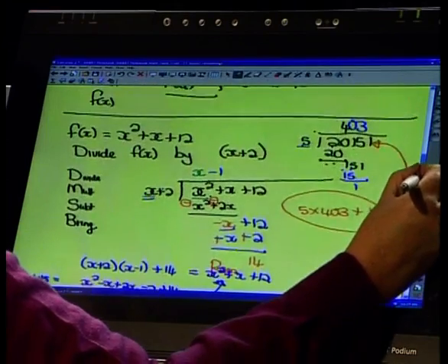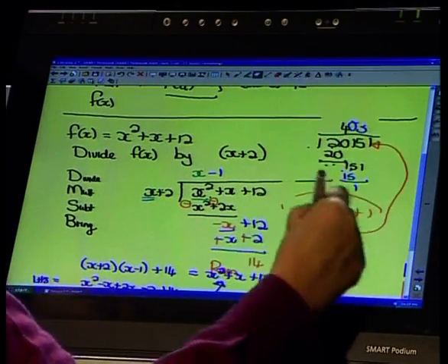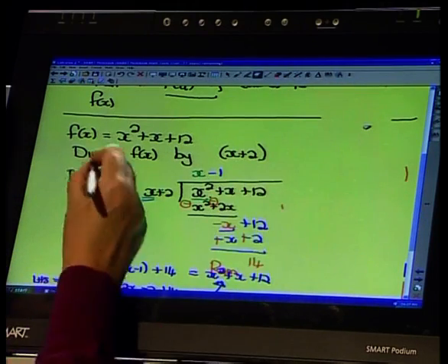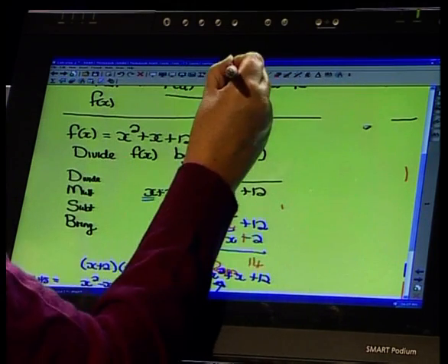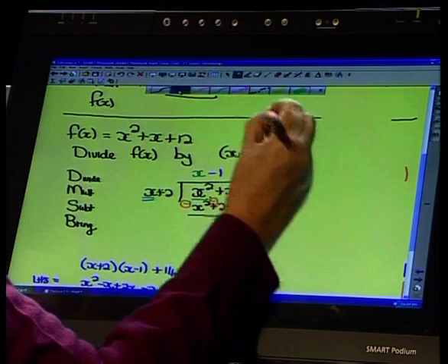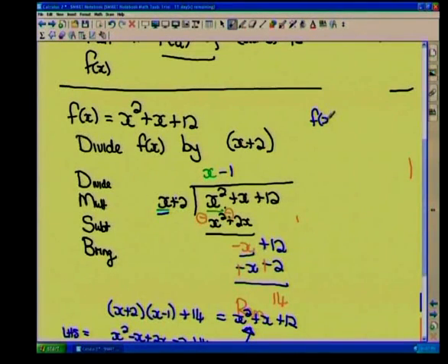Now, what did our theorem say to us? Our theorem said to us, if we've got a polynomial and we're dividing by something, then the functional value of that something is the remainder. So let's test it out. Let's see if that's true. We know that the remainder of this thing is going to be 14. So let's use our principles here. Well, we know that f of x is equal to x squared plus x plus 12.